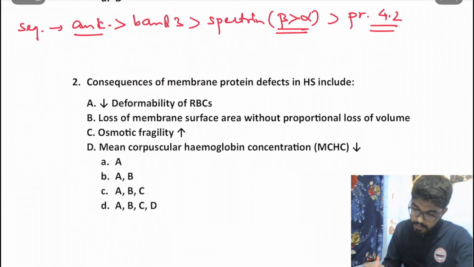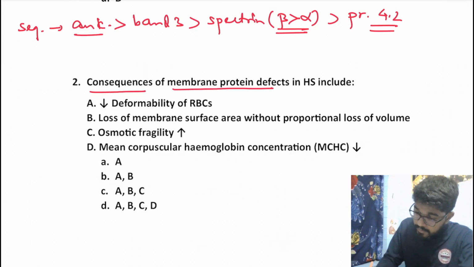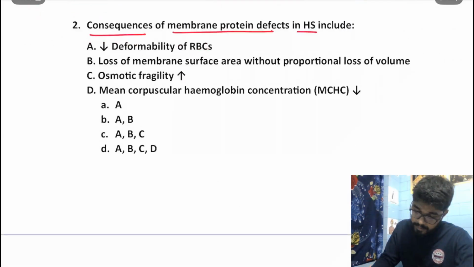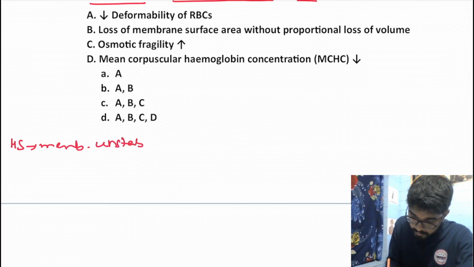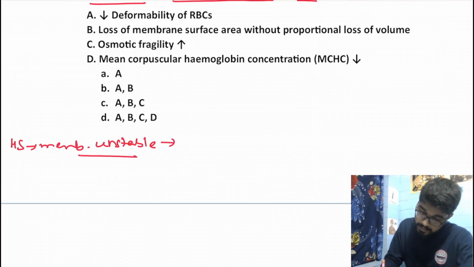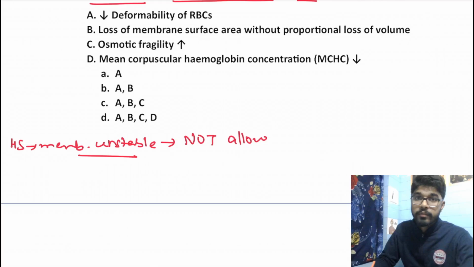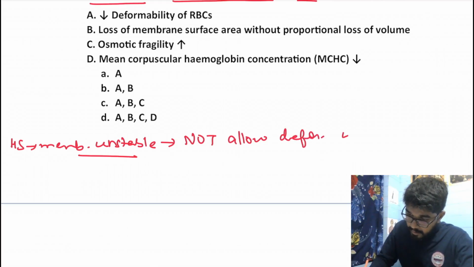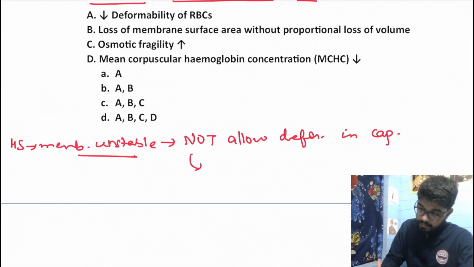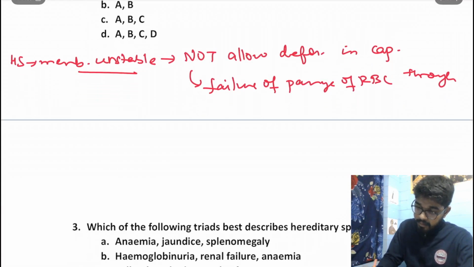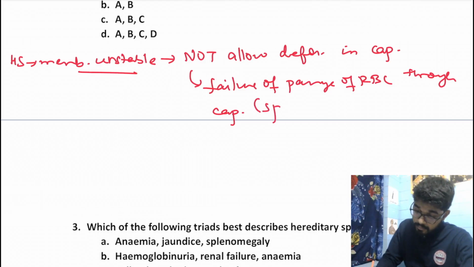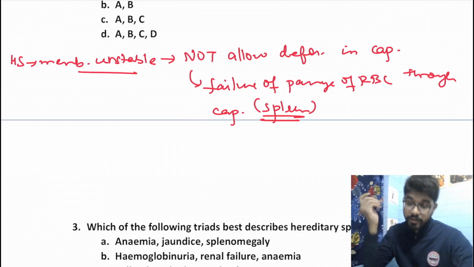Now, consequences of membrane protein defects in hereditary spherocytosis. What happens? The RBC membrane becomes unstable, as a result of which it does not allow the RBC to get deformed in the capillary beds. There is failure of passage of RBCs through capillary beds, especially of the spleen, where they get destroyed.